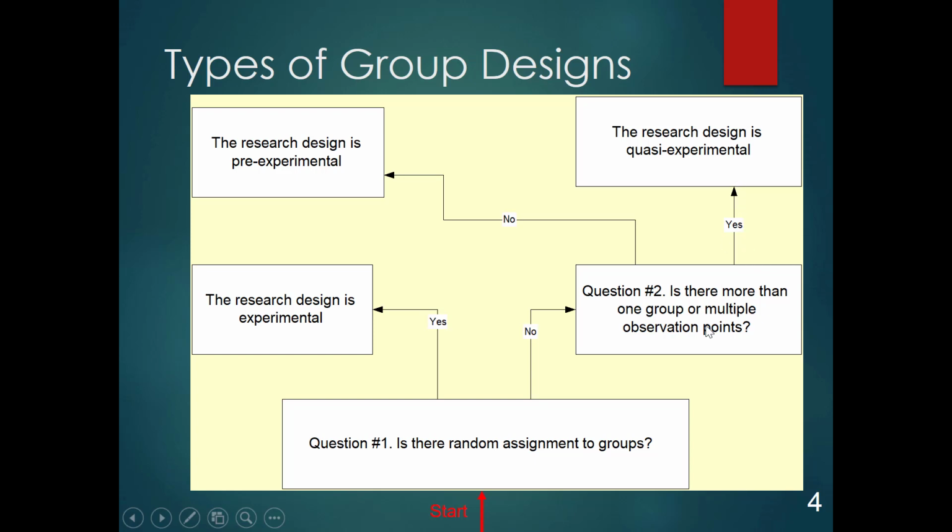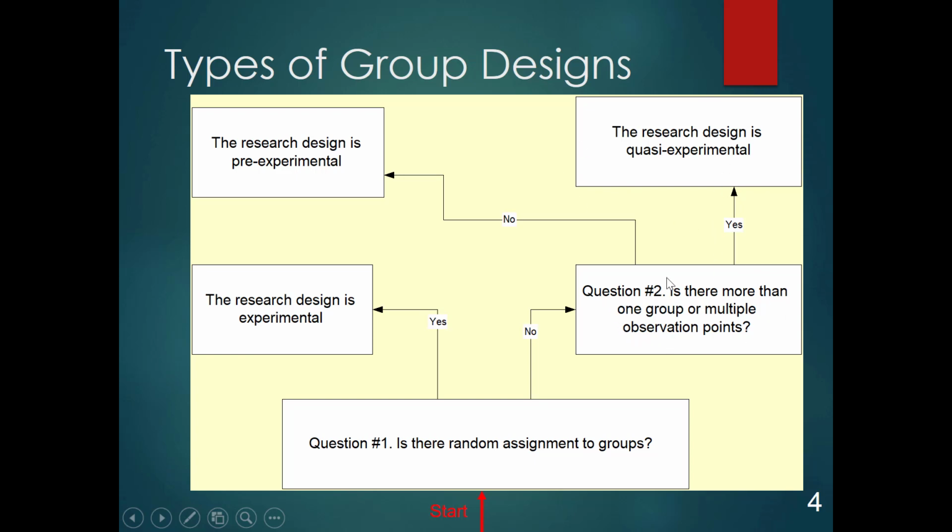For example, if you only have one group, however, you are doing a longitudinal study where you would do a pre-test and maybe you give an intervention and then you do a post-test. Even if you're doing pre and post-test, that's multiple observation points, right? And if you're observing them longer than that, let's say you do pre-test, post-test, and then 6 months later, and then a year later, that's multiple observation points. So whether you're observing them twice, like at pre-test and post-test, or longer than that, the answer would be yes. And so your design would be quasi-experimental.